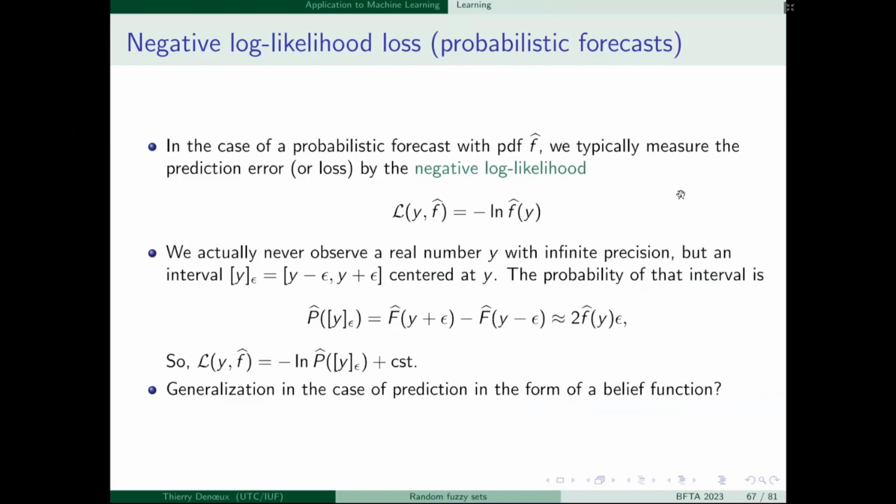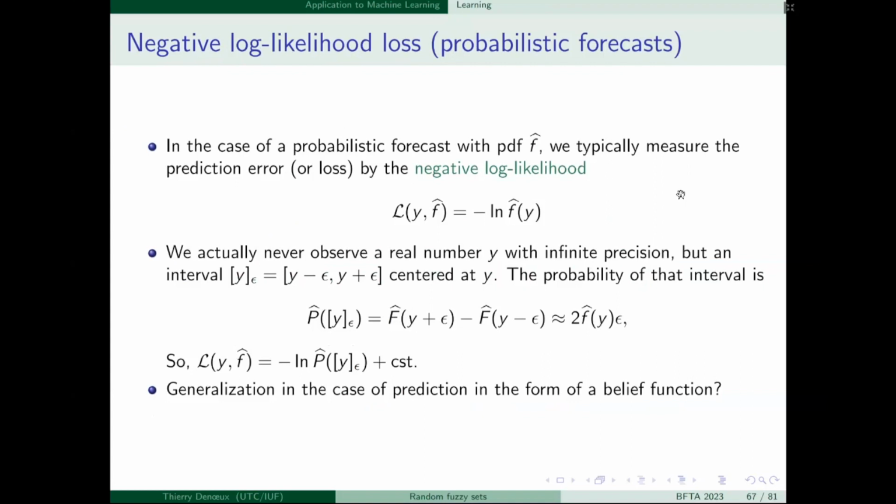So the loss function L of y and f tilde is approximately minus the log of the probability of that interval plus some constant. So we actually want to maximize the plausibility, the probability of that interval. That is why the likelihood is an approximation.